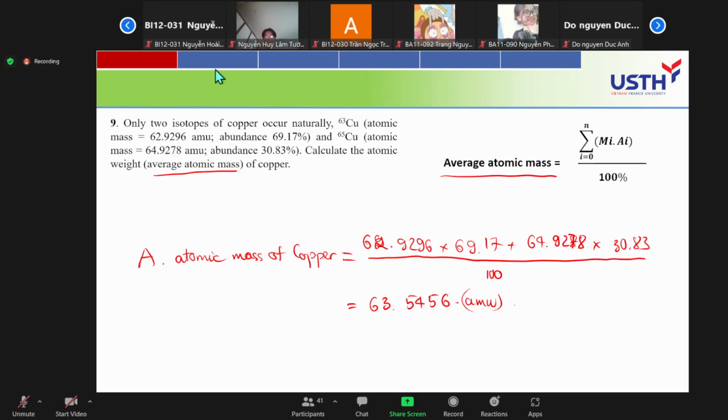Let's do the same if you have an exercise related to isotopes.